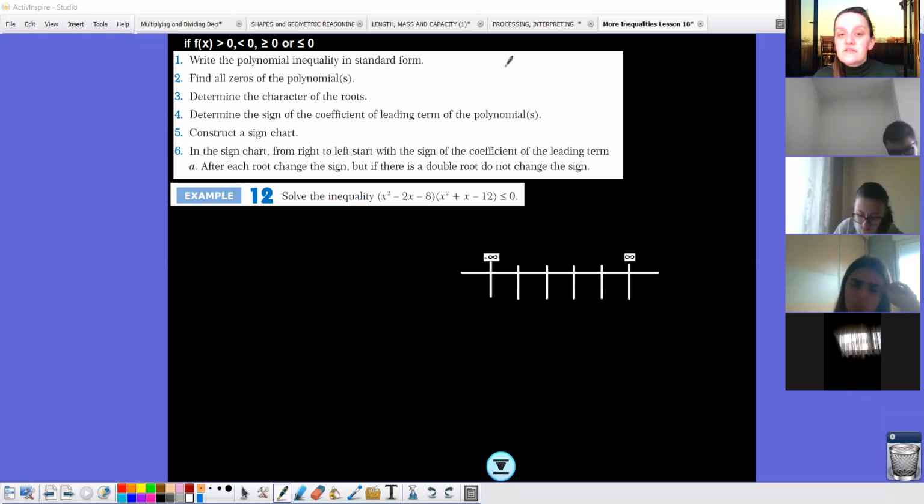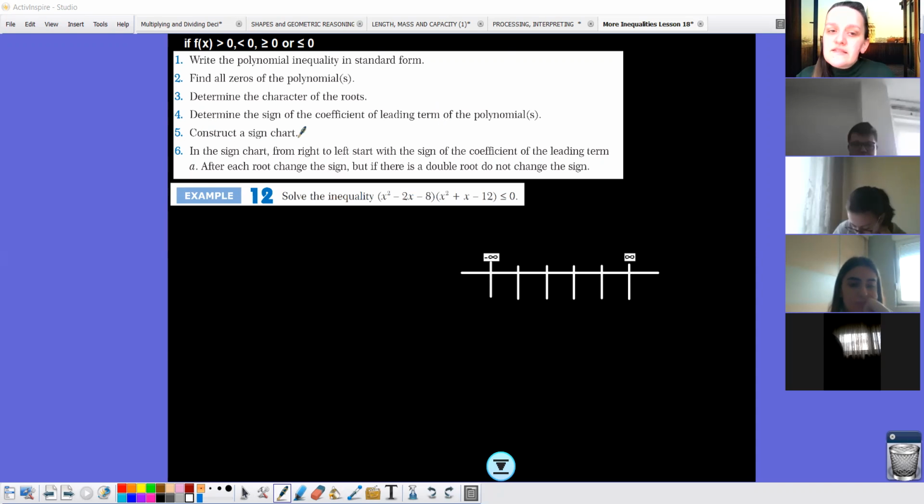The sign of the coefficient of the leading term. Do you remember what is leading term? The biggest term. The term with the highest degree, yes. And we will check the sign of the coefficient of the leading term. And then we are constructing a sign chart. Okay, this part is okay till now, yes, that we are doing.